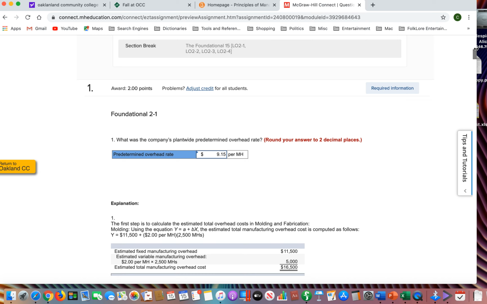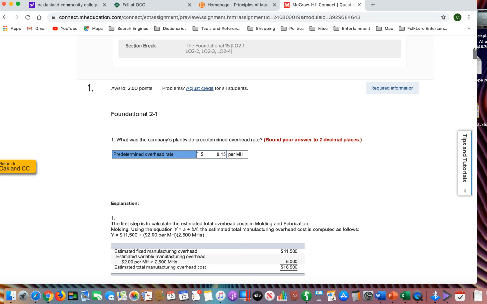Okay? And this is where the numbers came from. See that? 3,500 hours and 2,900 hours, each multiplied by $9.15. So that's the overhead that you're going to apply. You're going to apply that much overhead spread out over all the jobs that you anticipate doing. That is the total overhead applied plant-wide.